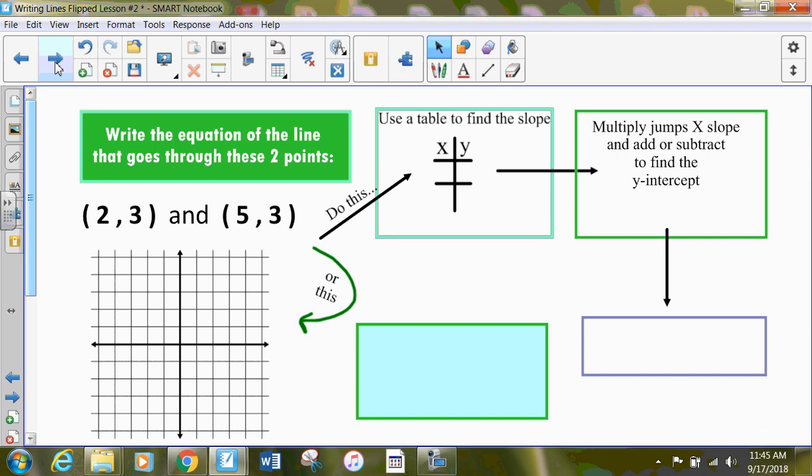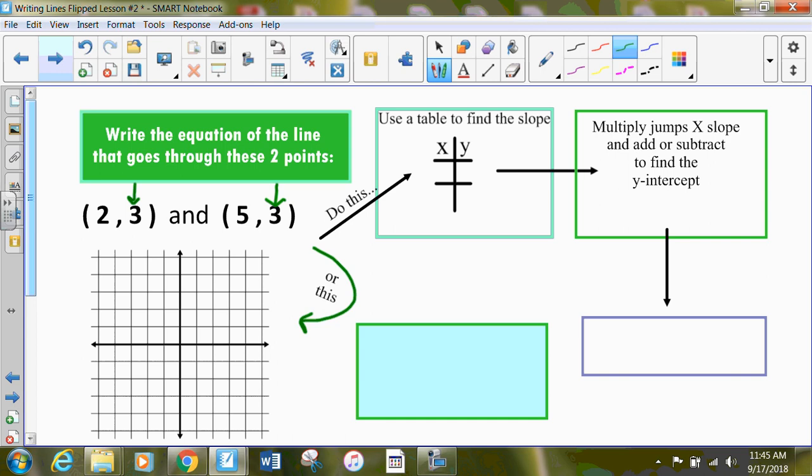Okay, so write the equation of the line that goes through these 2 points. All right, this is a very special kind of problem. What's special about it is that when we look at it, we notice something unusual. We notice that the y is equal to 3 for this point, and the y is equal to 3 for this point. Whenever we see this, we know something's up. The quickest way is actually going to be turning to a graph.